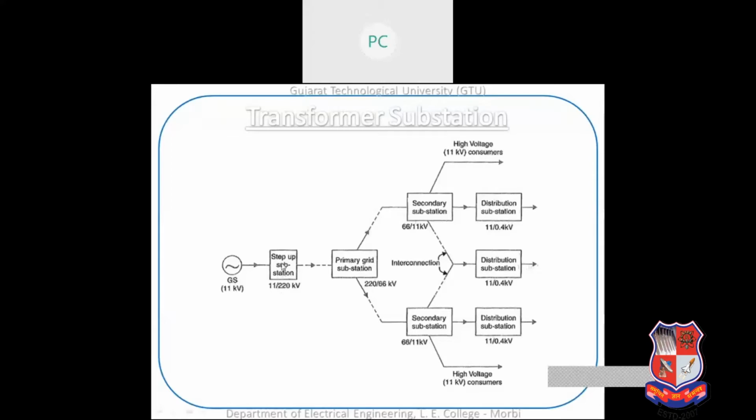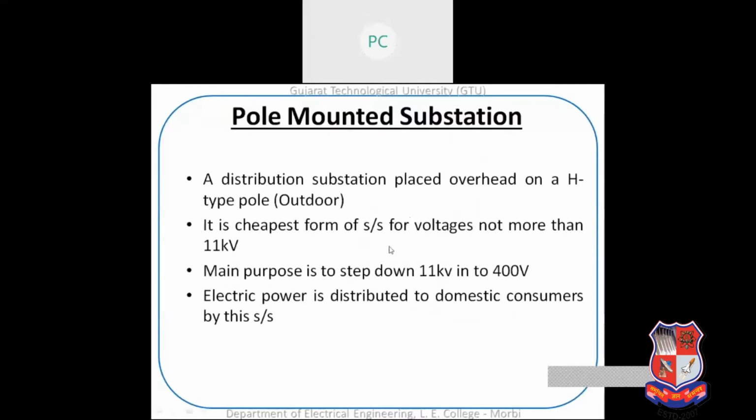Basically you have to remember that a transformer substation is nothing but a changing of the voltage level of the power. Starting at the generator it is increasing the voltage, then after transmission it is reducing the voltage, so that we can have the power at the required voltage level at the consumer end. Clear? Next type of substation is the pole mounted substation.